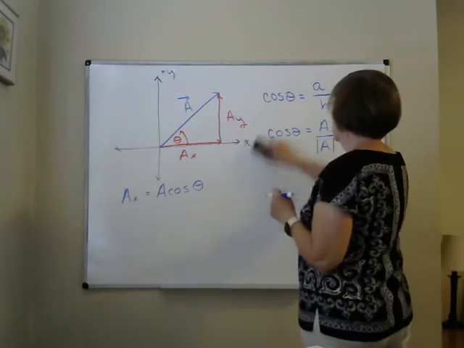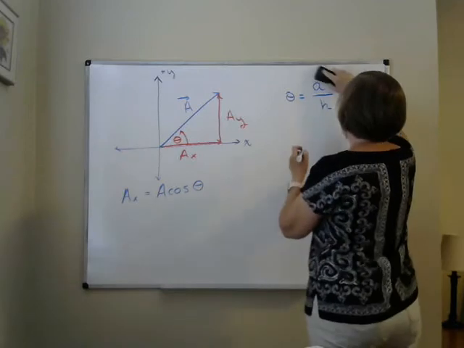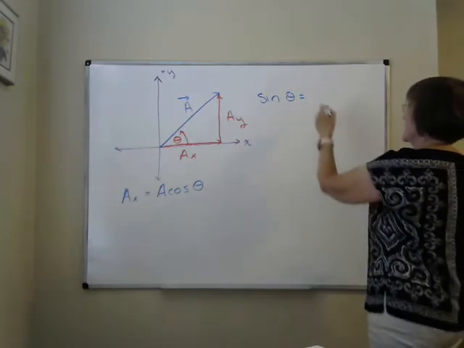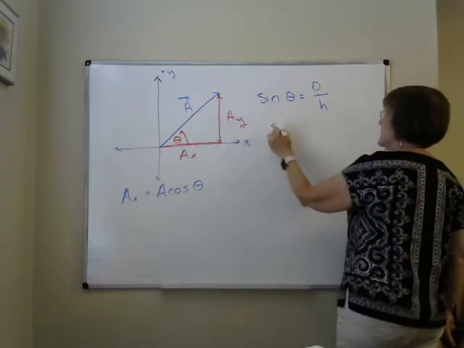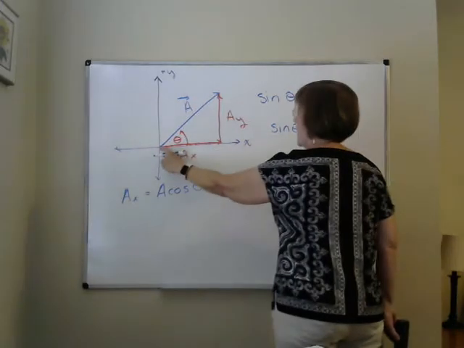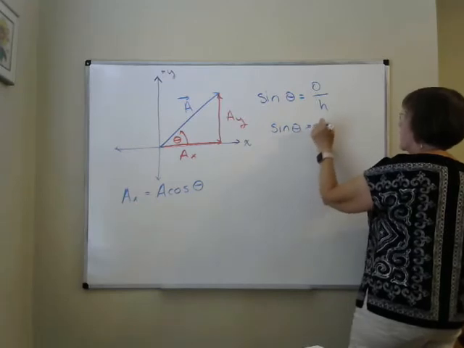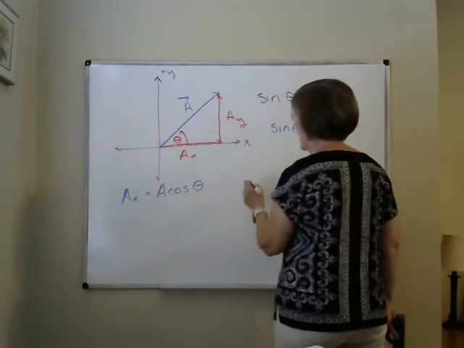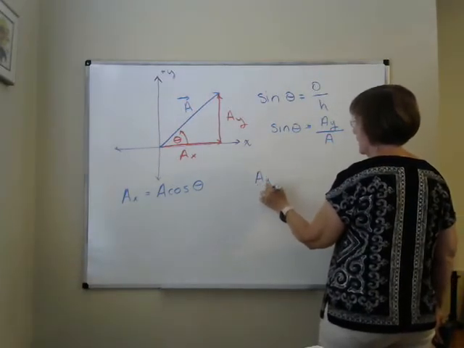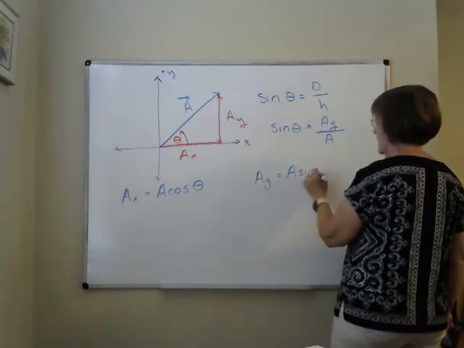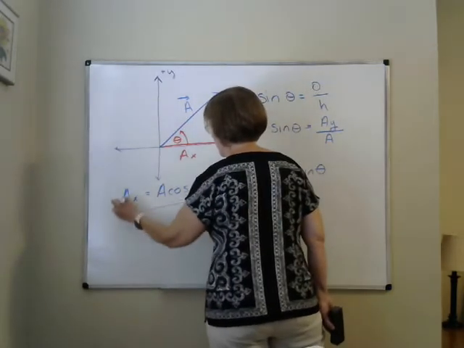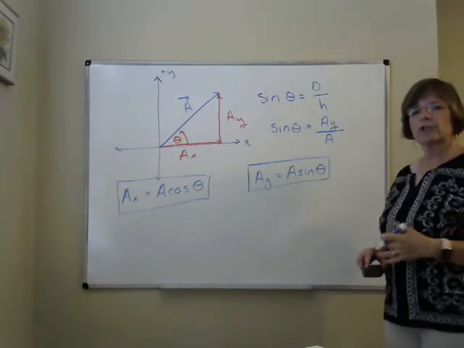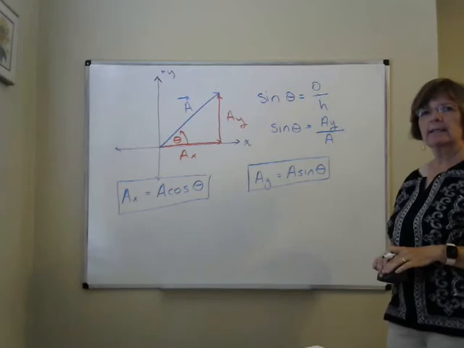If we use a sine trig function, we know sine theta is equal to the opposite over the hypotenuse. Remember, here's our angle. Opposite the angle is the y component, AY, over A. If I solve for AY, I get that AY equals A sine theta. Really important. We can take any vector pointing in any direction and we can get its components.